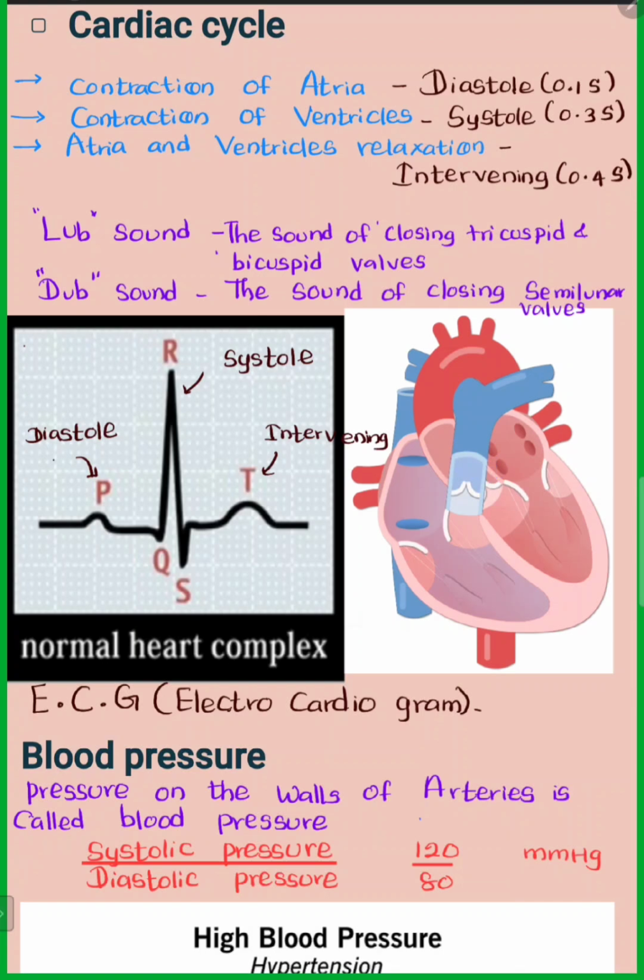To monitor the cardiac cycle, you can use an electrocardiogram. In an electrocardiogram, you will observe three peaks. The first peak, this one is P, is known as diastole, that means the contraction of the atria. The high QRS peak is the systole, and the third peak, the T, denotes intervening. This is the structure of the electrocardiogram, which represents the cardiac cycle.